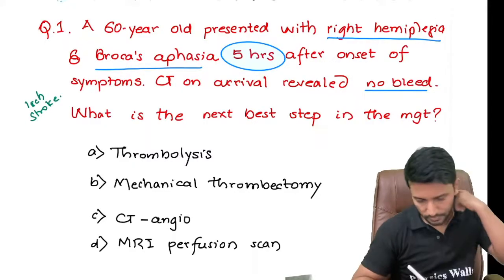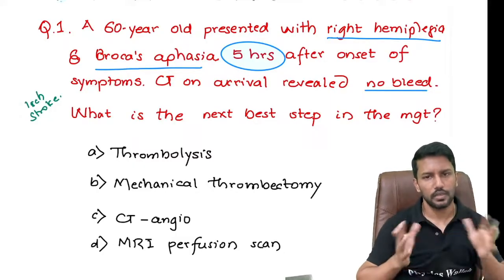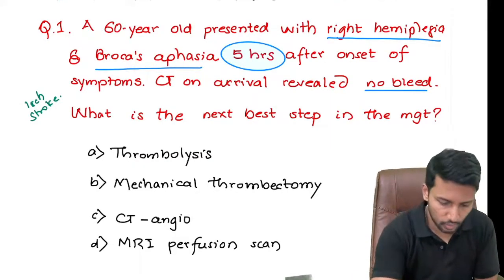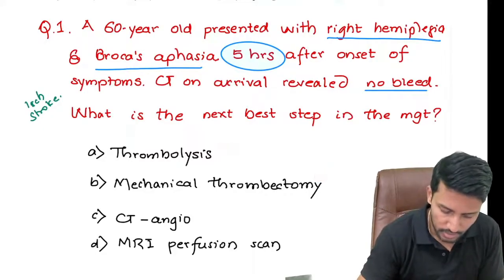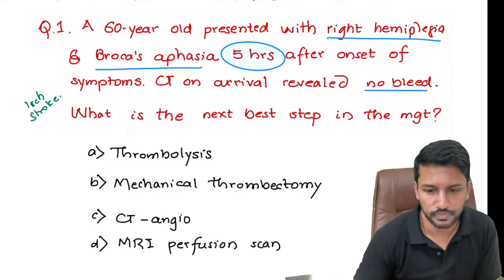Now let us read further. What is the next best step in the management? Okay. So now tell me, you have choices like thrombolysis, mechanical thrombectomy, CT angio, and MRI perfusion. What will be your next best step?